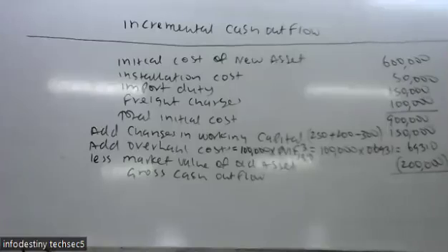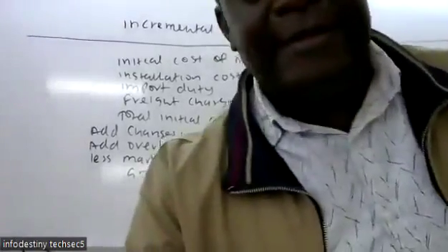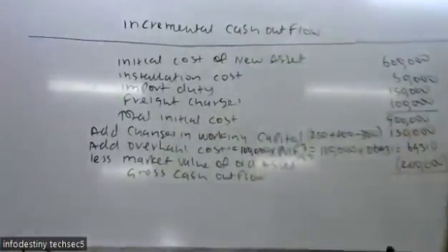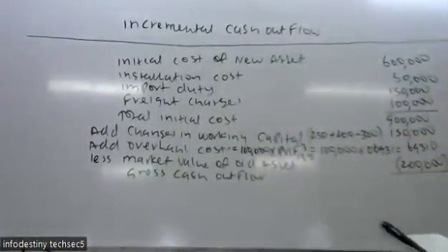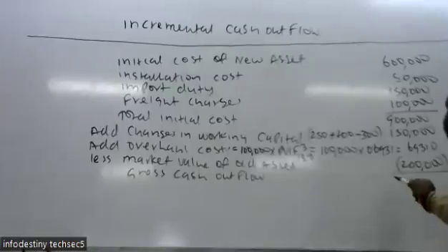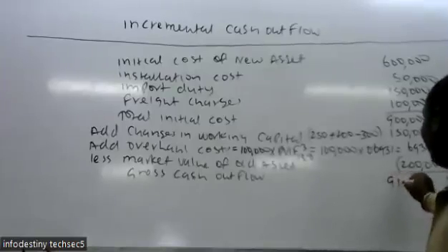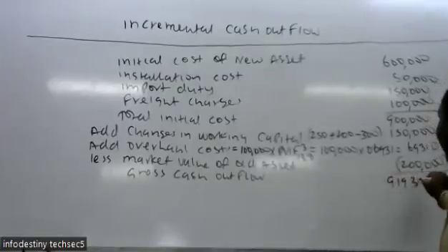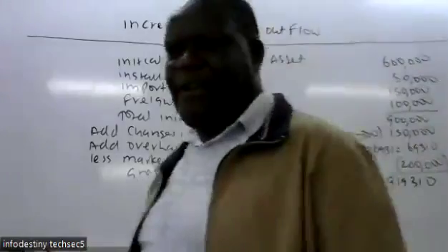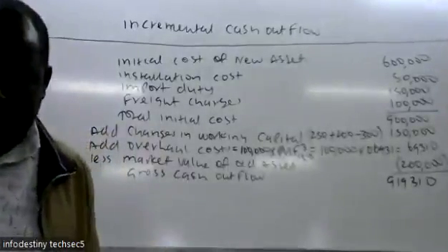Sorry. It is coming to which figure? Sorry? 919,310 like that. Yes. So online you are getting that figure. Sorry for the delay.